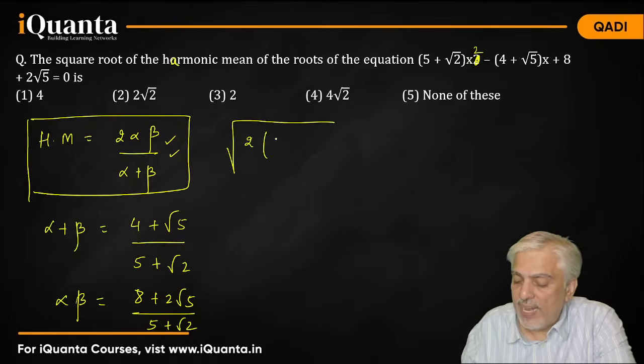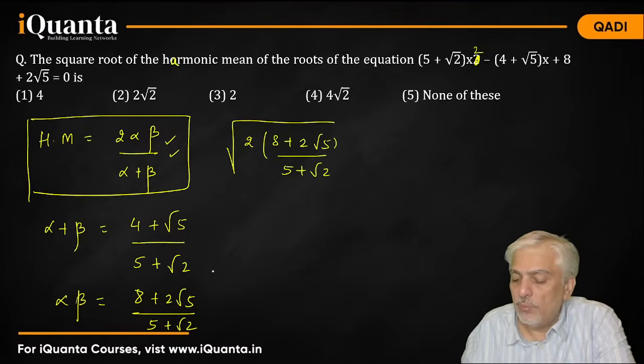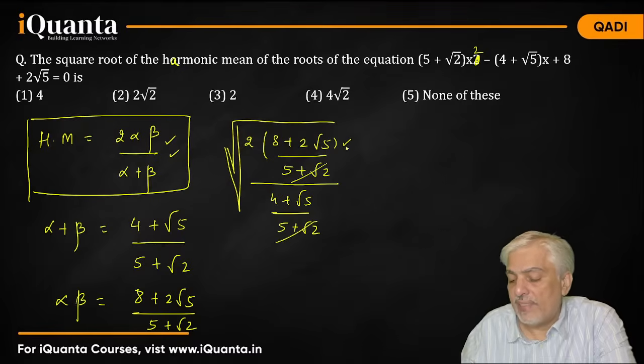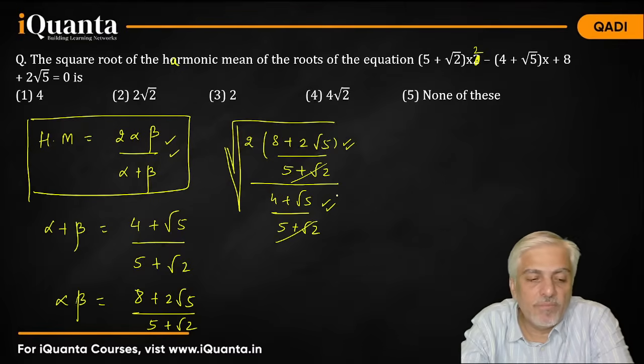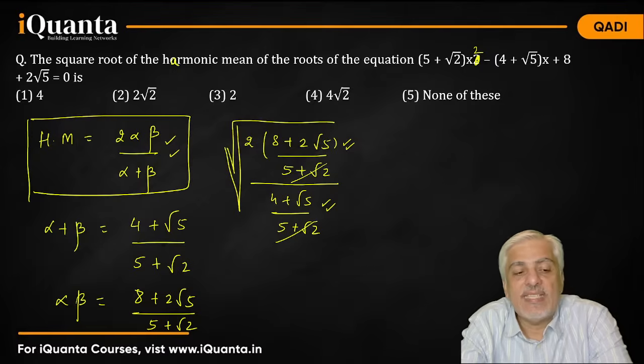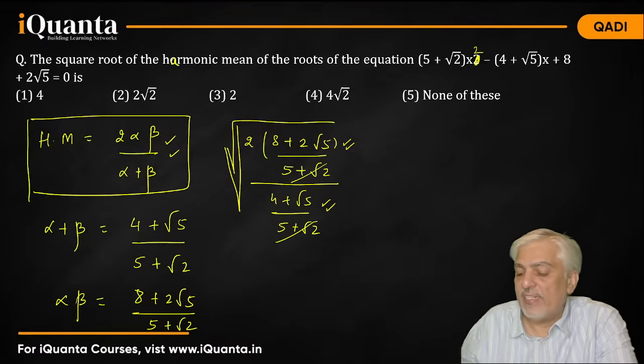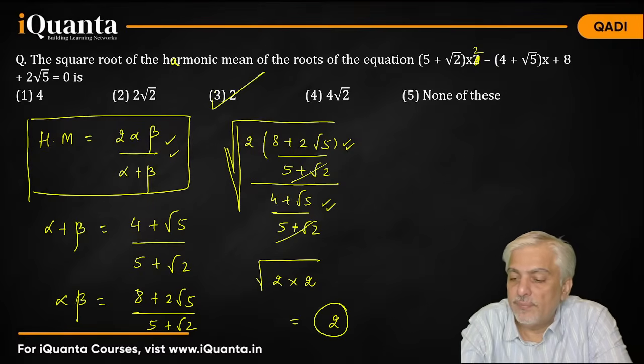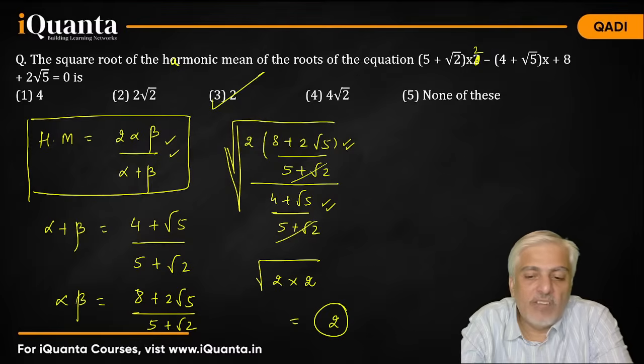2 times 8 plus 2 root 5 upon 5 plus root 2, divided by alpha plus beta, which is 4 plus root 5 upon 5 plus root 2. 5 plus root 2 cuts out. If you look at this part, this is exactly double of this. 8 plus 2 root 5 is exactly double of 4 plus root 5. So if I cut that, it will become 2. So we'll have square root of 2 into 2, square root of 4, which is 2. Everybody got that?